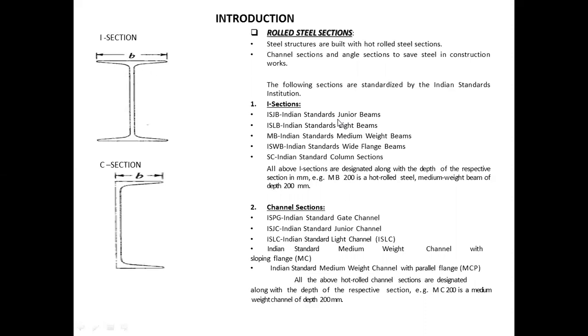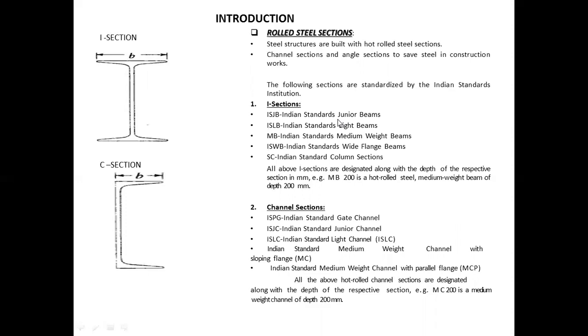ISJB Indian Standard Junior Beams, ISLB Indian Standard Light Beams, MB Indian Standard Medium Weight Beams, ISWB Indian Standard Wide Flange Beams, SC Indian Standard Column Sections. All above I sections are designated along with the depth of their respective section in mm. Example, MB 200 is a hot rolled steel medium weight beam of depth 200 mm.